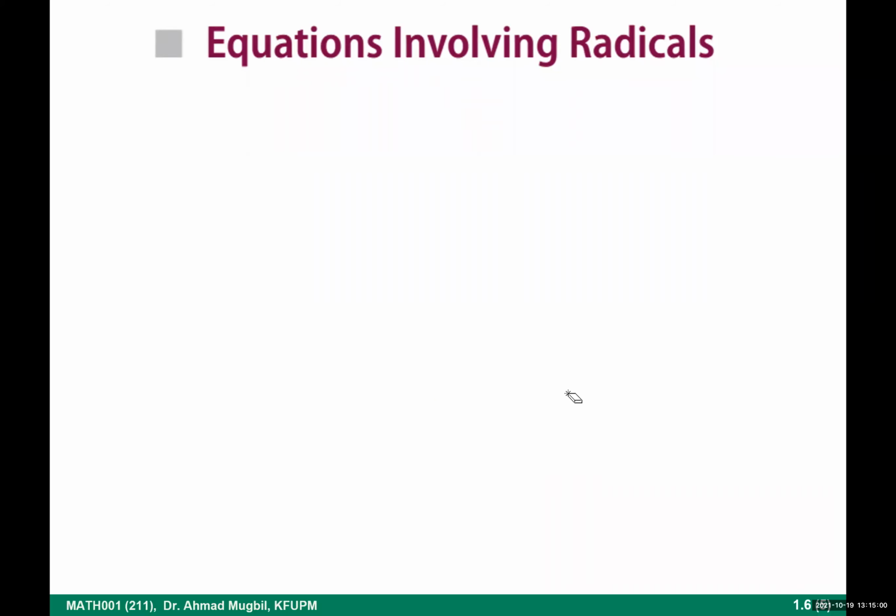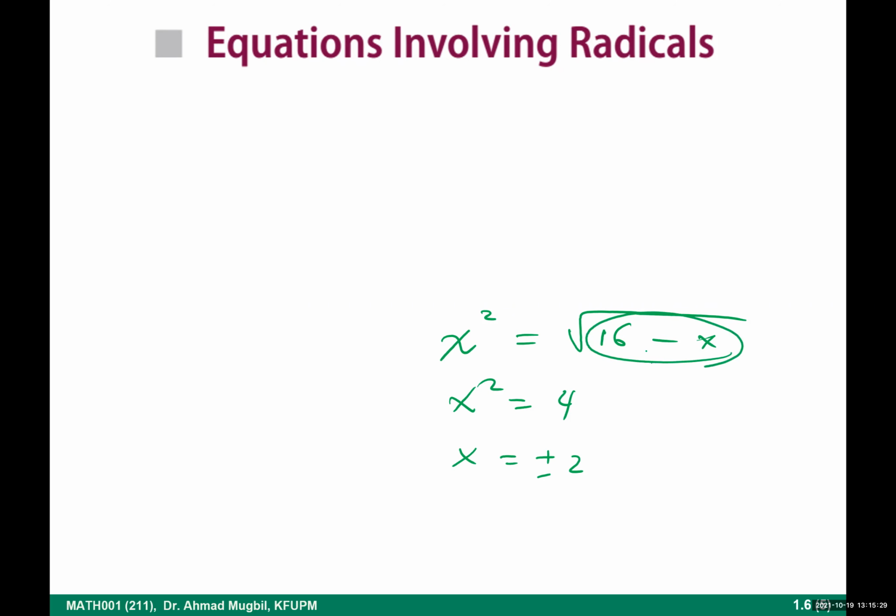Now, by equations involving radicals, is this equation one that involves a radical? No, we don't mean these. There's a radical here, but the variable is not inside the radical. So this is easy. This is just x squared equals 4. This is x equals positive or negative 2. So this is not what we are talking about. We are talking about when you have, for example, 16 minus x, let's say. So here you have the variable inside the radical. This is what we are talking about here.